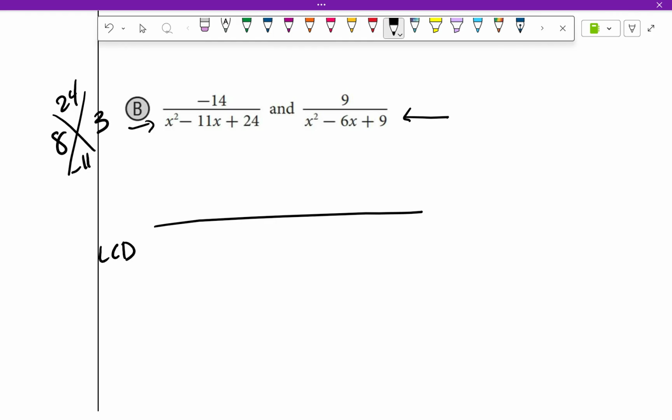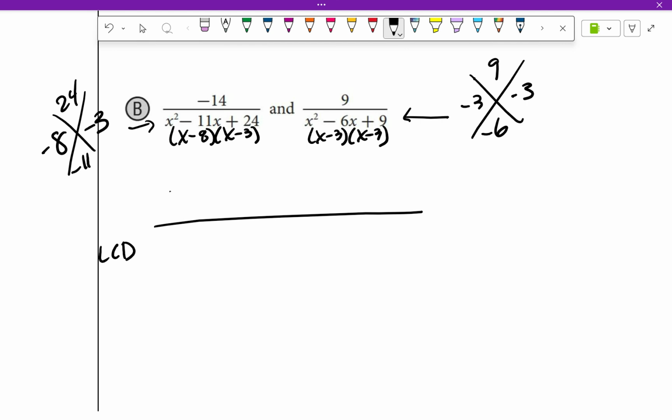I heard 8 and 3. Is that right? Oh, negative 8 and negative 3. So this one here is x minus 8 times x minus 3. All right, I'm going to do this other magic X. So two numbers that multiply to 9 and add to negative 6. Negative 3 and negative 3. So this one is x minus 3 times x minus 3.